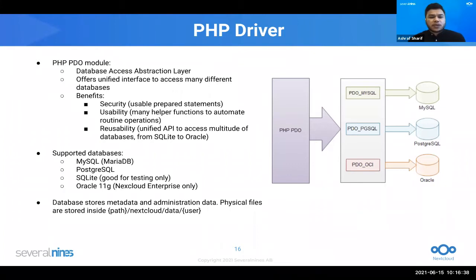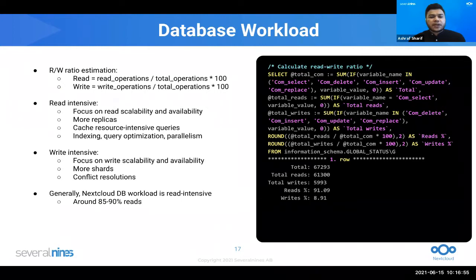The database mostly stores the file metadata and also the administration data, while the actual files are physically stored under the Nextcloud /data directory on the web server. It is also important to understand the database workload, whether it is read or write intensive. This will give us a better view of which database operations we need to focus on to tune and to scale. To calculate the read-write ratio, you divide the corresponding operation by the total operations and then multiply it by 100.